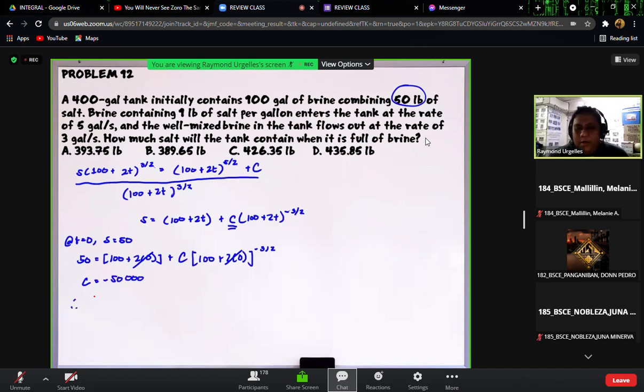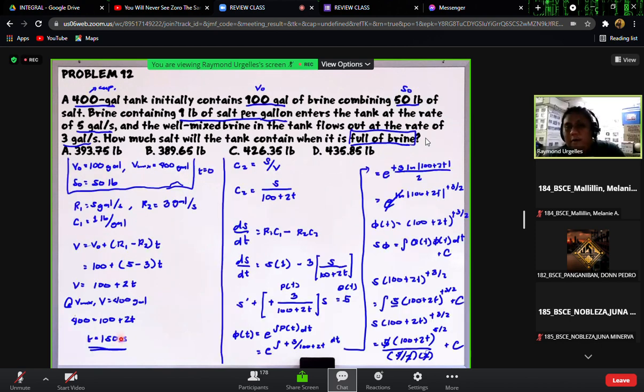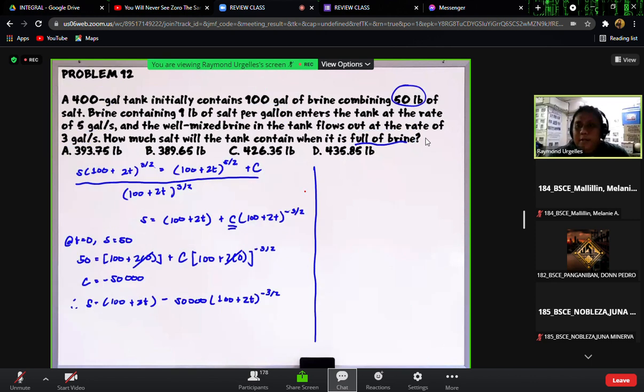Now, therefore, yung buong equation natin dito should be 100 plus 2t, minus 50,000, multiplied by 100 plus 2t raised to negative 3 halves. Ang kailangan nating i-solve is the amount of salt when it is full of brine. Magiging siyang full of brine at t is equal to 150 seconds.